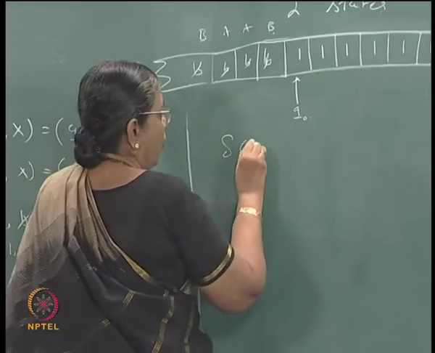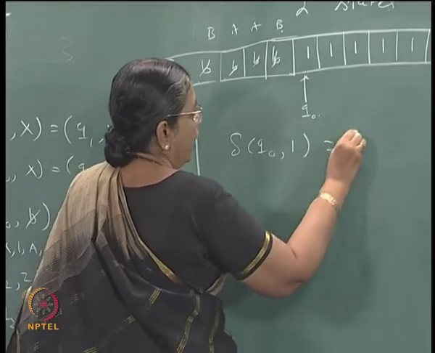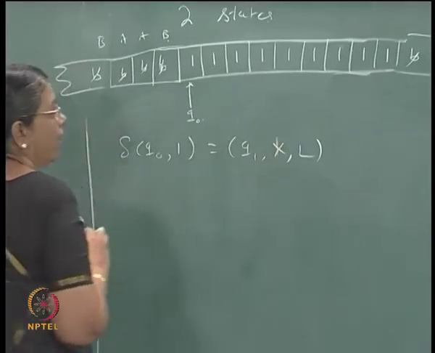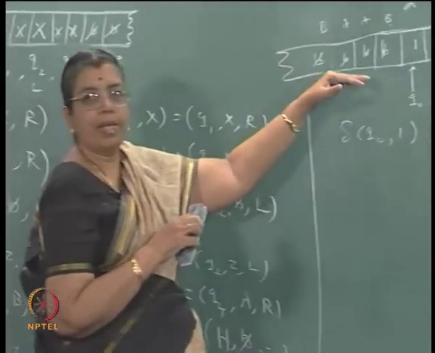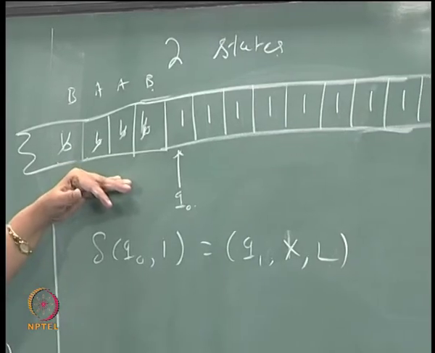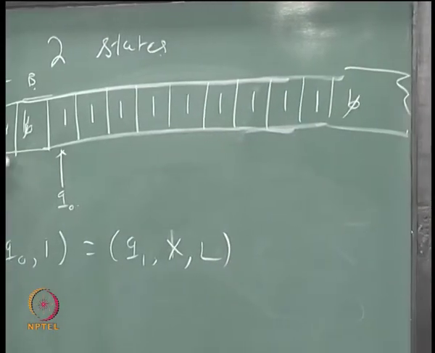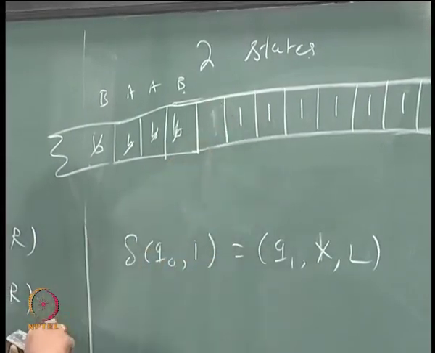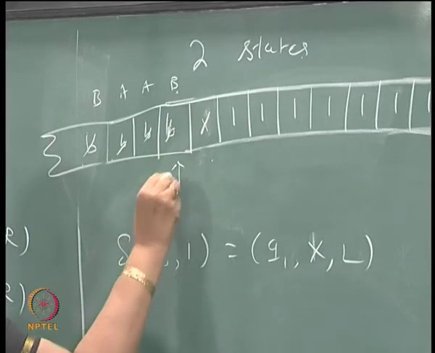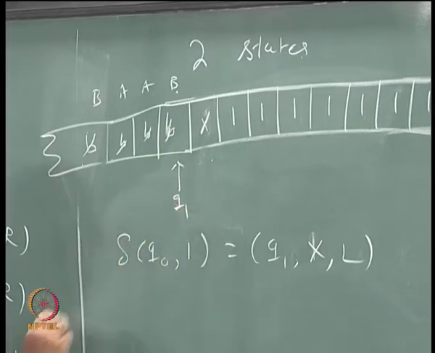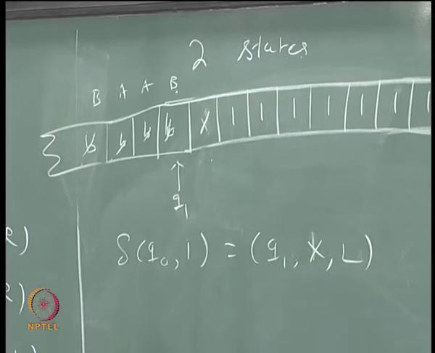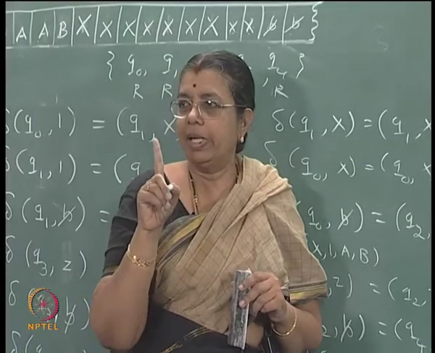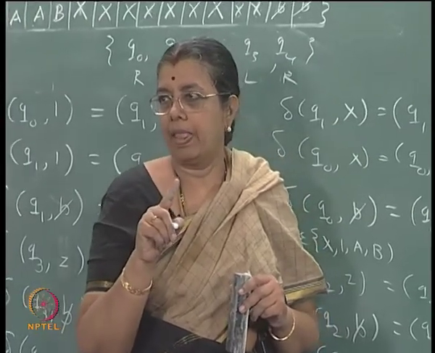So, delta of Q0, 1 is Q1, X, L. You are going to have this number by using it as a binary counter. Initially, you will have 1, then increase it to 2, 3 and so on. So, first when it sees a 1, it changes that into a X, moves right in Q1. In Q1, now it has seen 1, so it has to print a 1, that is A, right.